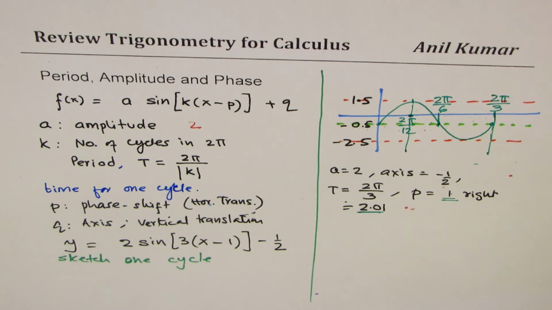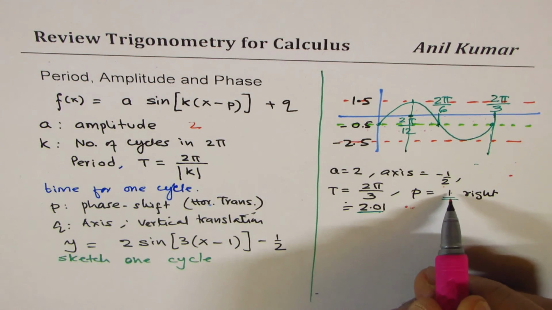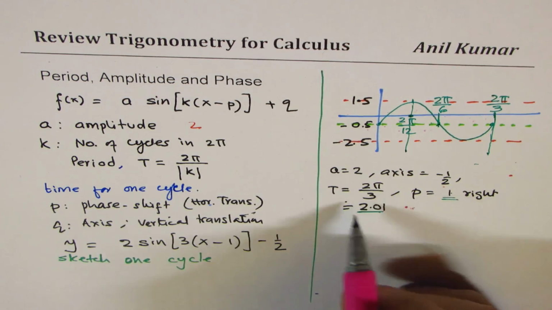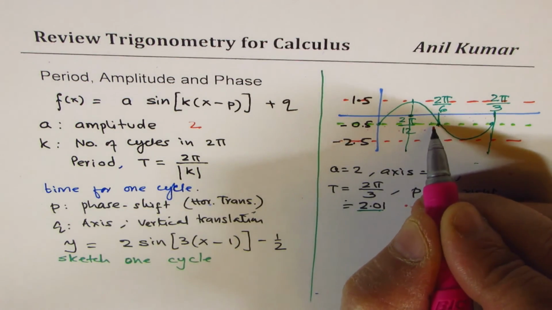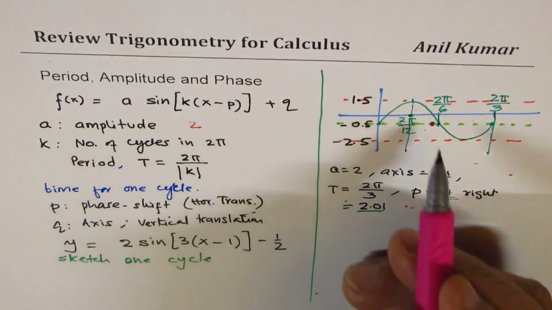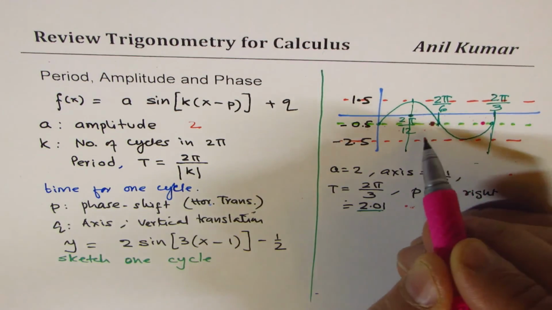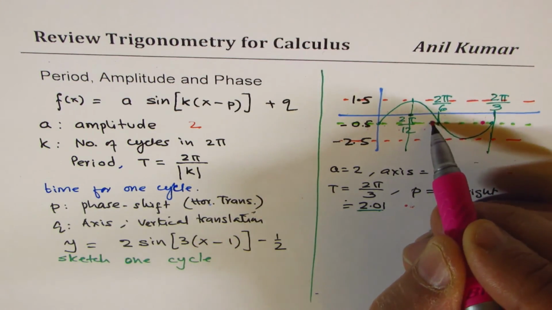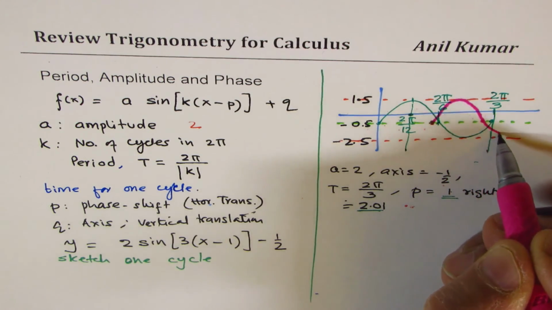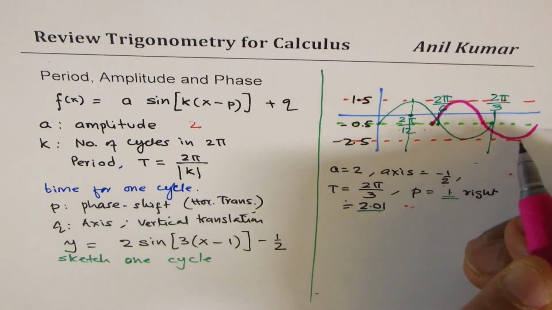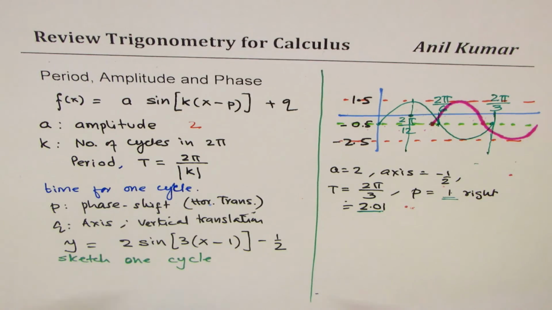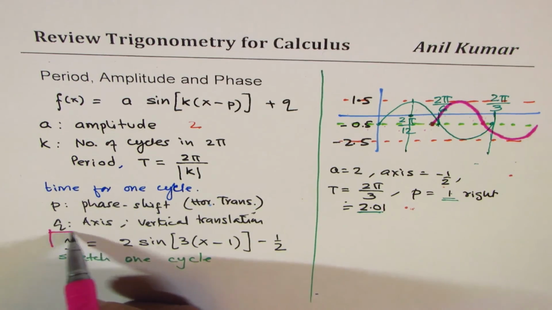So the phase shift, which is 1, is almost half of it. So it is kind of here. Do you see slightly before this? So the actual graph starts like this. So it's kind of like this. Do you see this graph? So that becomes the final graph. So the final graph is shown in pink color.